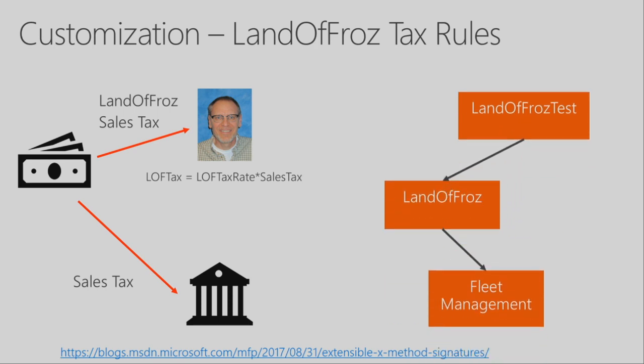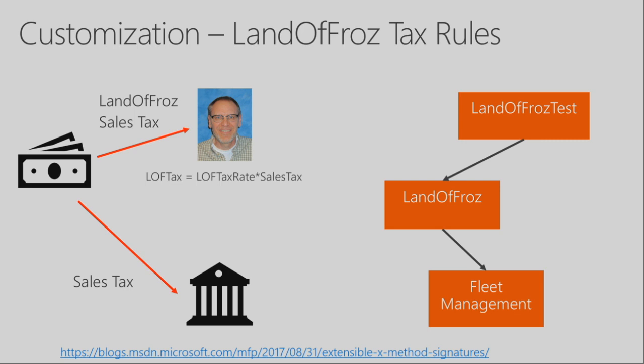So to do this, I'm basing it on the fleet management where this tax calculation exists. I have a Land of Froz model, product model, that will have my extension. But I'm also a big believer in test-driven development, and having a strong suite of regression tests is going to be an important part of reducing the friction in upgrade as well. So we're going to walk through that, and I have a Land of Froz test model as well.